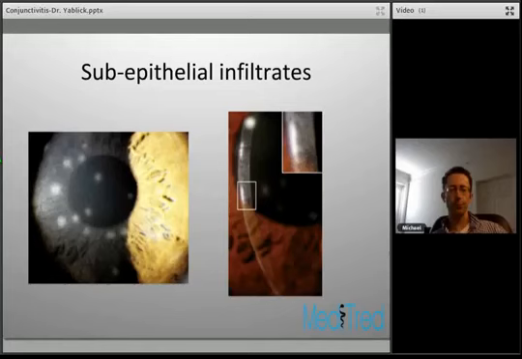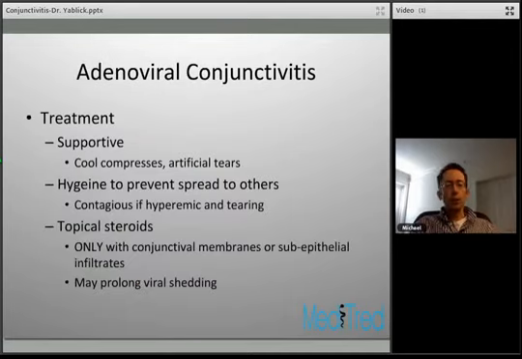Topical steroids can be used for adenoviral conjunctivitis. However, it's important only to use them in more severe forms such as conjunctival membranes, or if you have subepithelial infiltrates, as topical steroids actually can prolong the viral shedding. And so, although it may help the patient feel better, the patient will be contagious for longer, and it may be tough to get them off steroids. So only use them in select circumstances where they really need them.